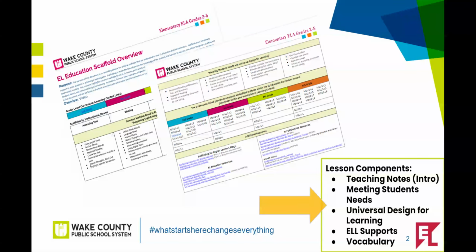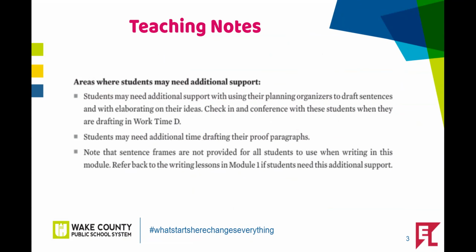The lesson components listed on the slide are where you can locate embedded scaffolds within lessons and will be highlighted throughout this presentation. In this lesson, students continue drafting the informative page of their performance task with a focus on the proof paragraphs and conclusion. Some learners may stumble when drafting sentences for their planning organizers. Consider conferencing with these students in a small group during the work time, providing additional time to write as needed throughout all parts of the lesson. Sentence frames are not provided in this lesson, but if they're needed, reference those provided in the writing lessons during Module 1.